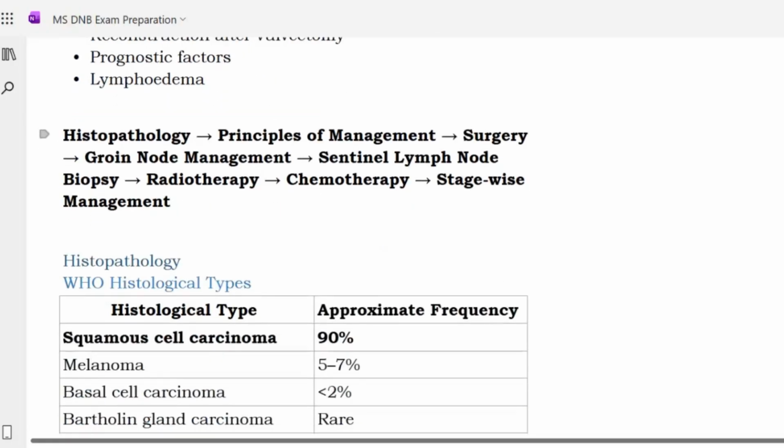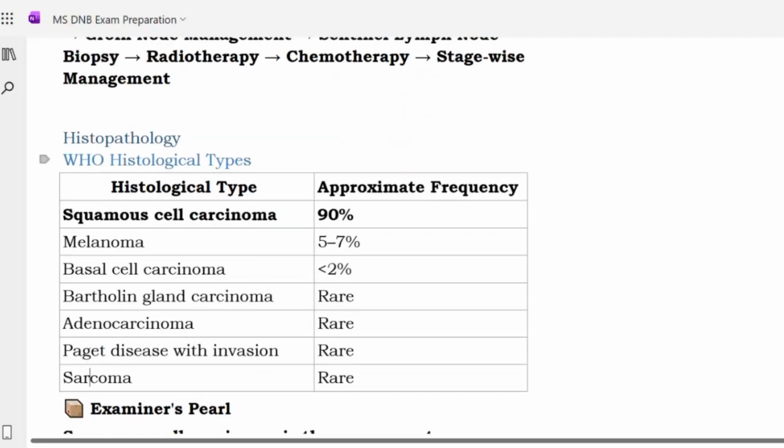Okay, lymphedema. Then what we are going to discuss today is the histology of various malignancies of the vulva, then principles of the management. Whichever surgery you perform or you talk about, you should know the principles of that particular surgery. Then groin node management, sentinel lymph node biopsy, radiotherapy, chemotherapy, and stage-wise management. That is what we will be discussing.